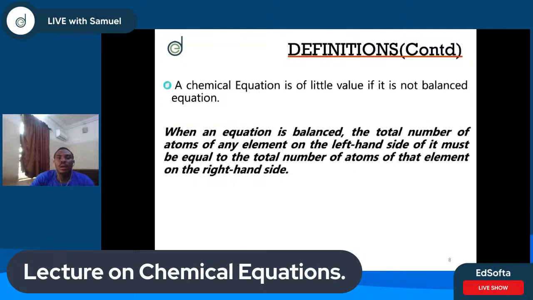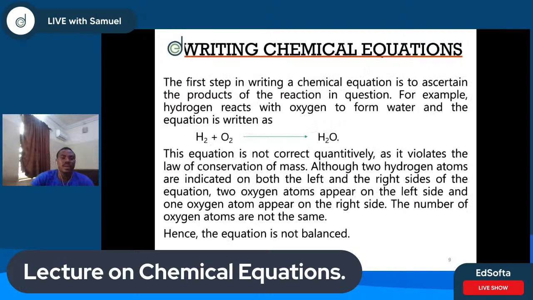Chemical equations are of little value if not balanced. So yes, we have explained that. When an equation is balanced, the total number of atoms of any element on the left hand side must be equal to the total number of atoms of that element on the right hand side.